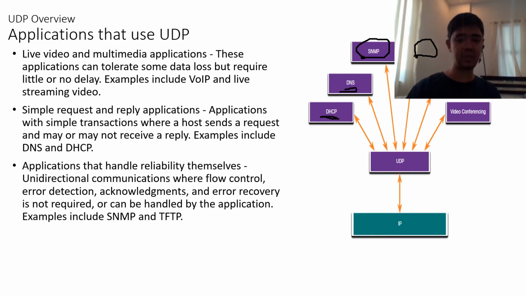We use TFTP to back up config, back up the IOS files and configuration. Okay, you will explore this in Cisco 2. And IP phone, VoIP, voice over IP phones, and then video conferencing. Okay, like Zoom, right? These are examples of video conferencing. So these are some of the services that use UDP.